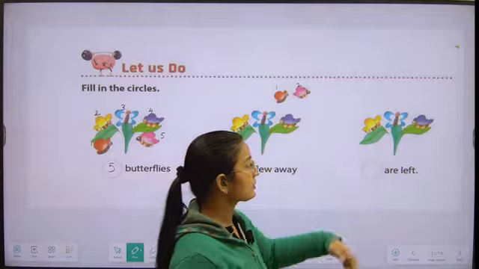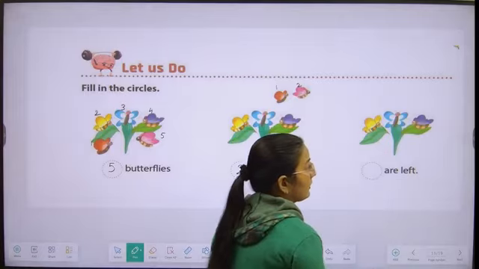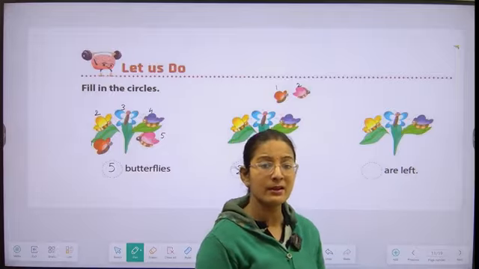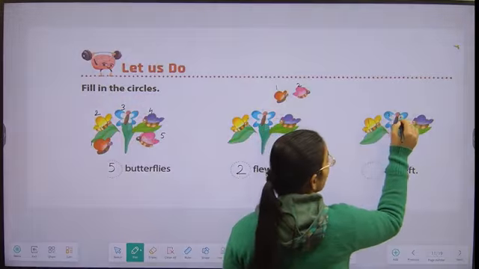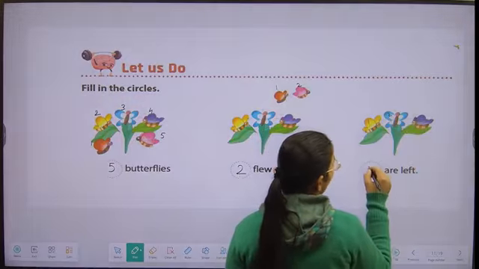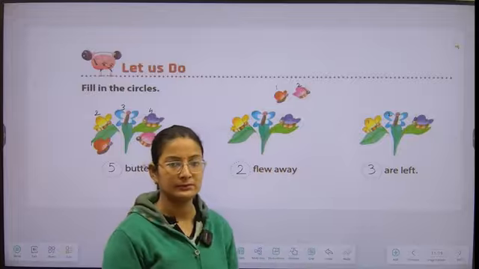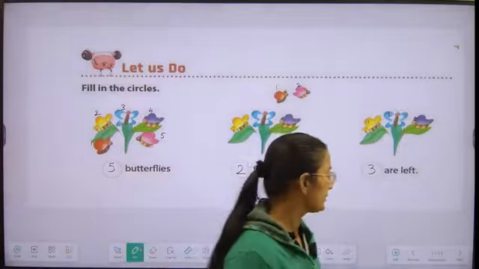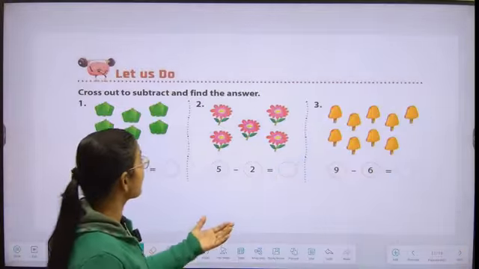Now moving to the next one. Dash are left. 2 butterflies flew away. Then how many are left? Let's count. 1, 2, 3. So how many butterflies are left? 3 are left. Everyone did this? Very good, students. Let's do the next one.